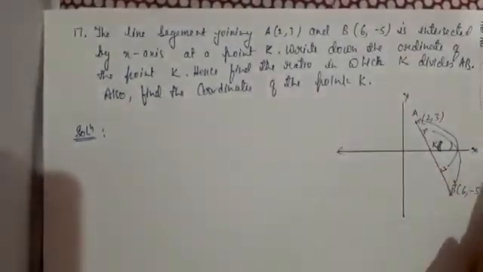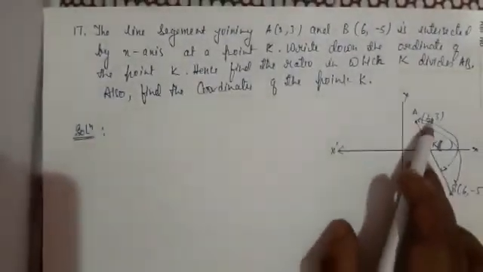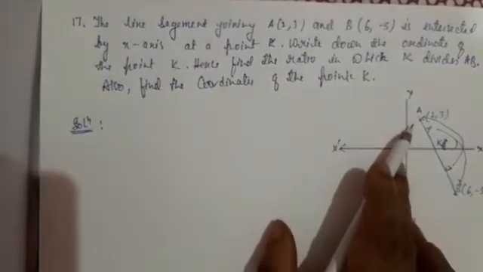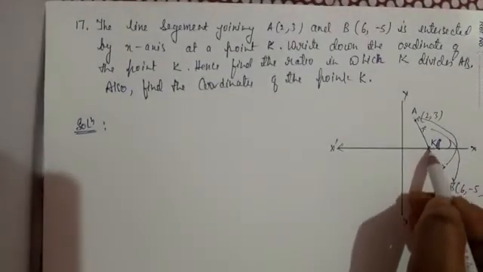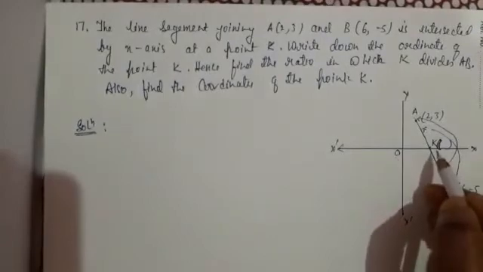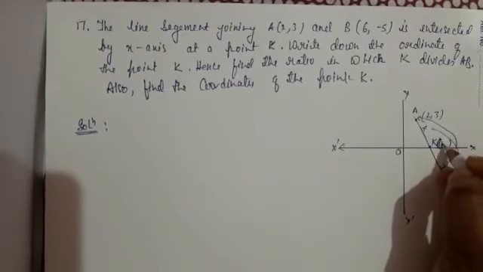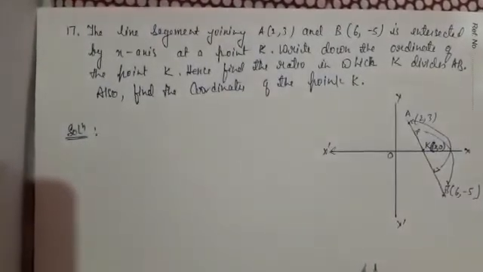Here let us draw the coordinate axis. Now point A is given as (2, 3) and B is given as (6, -5). Now the line segment joining the points A and B is intersected by the x-axis at the point K. As it is intersected by the x-axis, we can see that its y coordinate is 0. So let the coordinates of K be (x, 0).